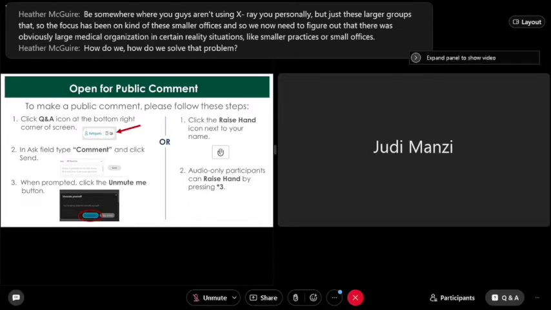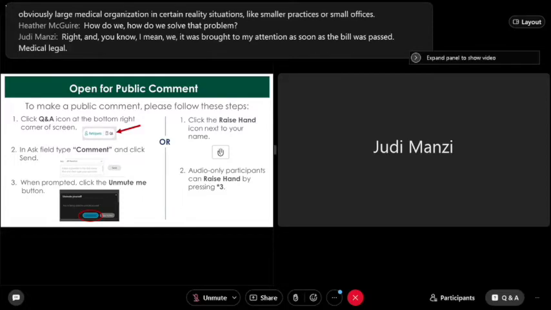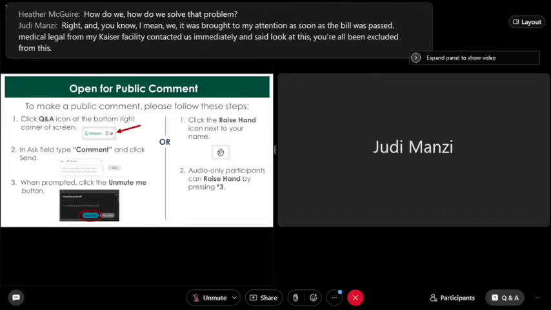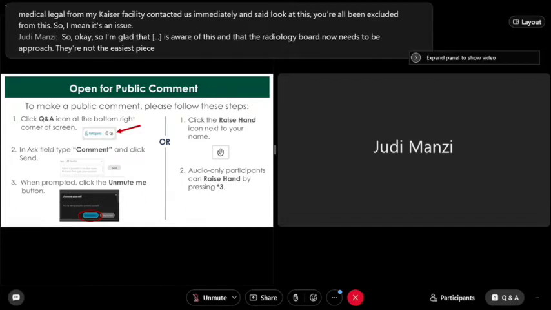Right. And it was brought to my attention as soon as the bill was passed, medical legal from my Kaiser facility contacted us immediately and said, look at this, you've all been excluded from this. So, I mean, it's an issue. So okay, I'm glad that CPMA is aware of this and that the radiology board now needs to be approached. They're not the easiest people on earth to work with. But I think that it's time to move forward on this.